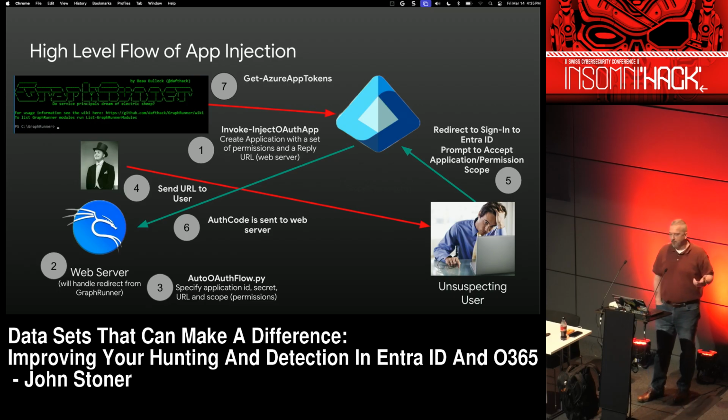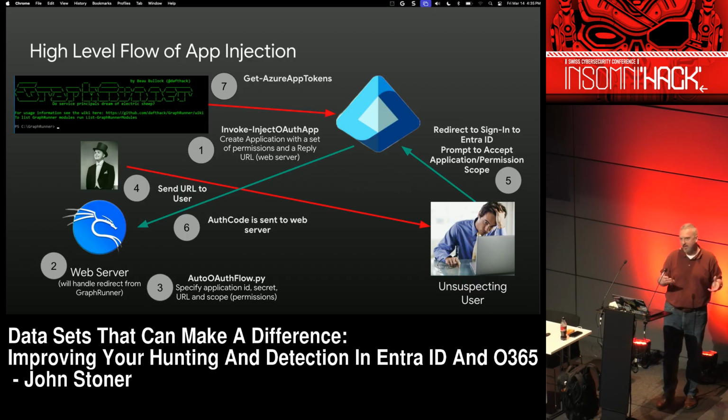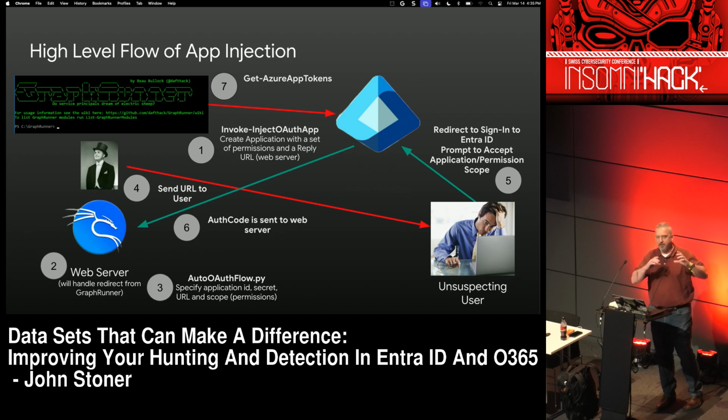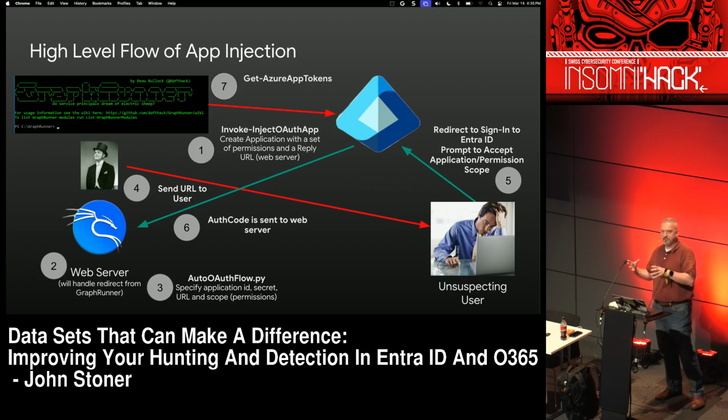So the high-level flow looks like this. You run Invoke-InjectOAuthApp against Entra. Entra spins up an application for you. It's really easy, almost wizard-like: here's the information that we created, here's the code you need to run on your other system, here's the listener you need to set up. And once you get all these other pieces of information, paste what they gave you, and that completes the loop.